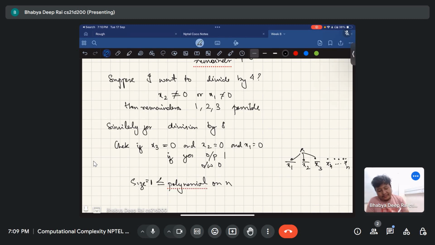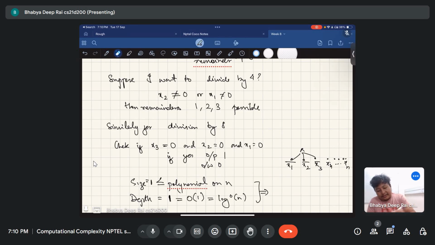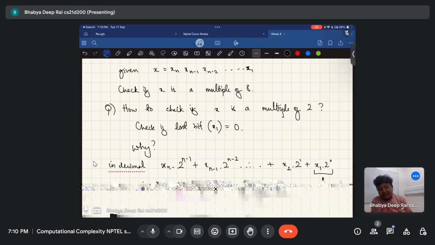And what is the depth? Is constant. Depth is 1, which is constant, which is log to the 0. So what does it mean? It is an NC0 circuit. Okay. So this is the answer. So here the answer is 0.